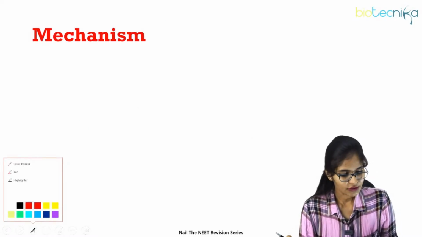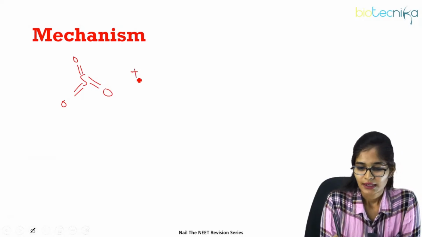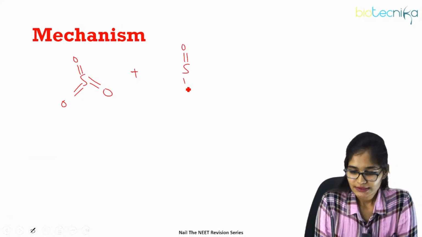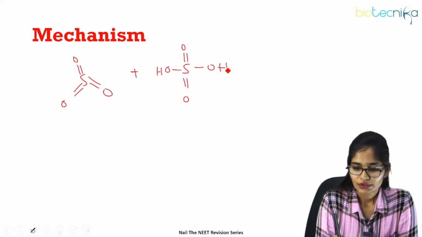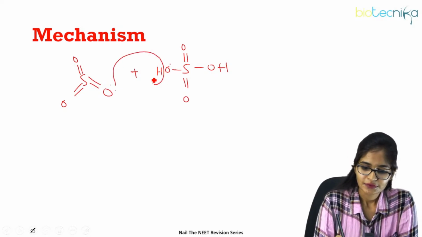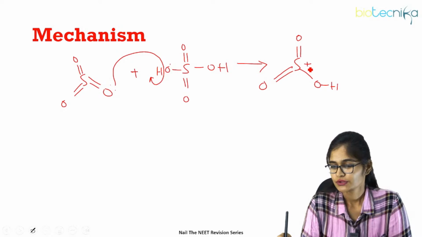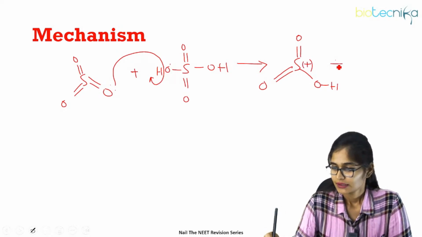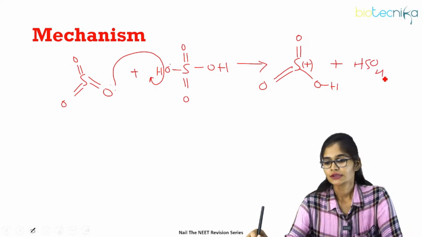In sulfonation, first you have to generate the electrophile. You have SO3 and H2SO4 that you are using. In this H2SO4 you have an OH. Now the acid will release a proton, and one of the oxygens will grab this proton. Now you have SO3H, which is the electrophile. Apart from that, you have your HSO4 minus, and everything else stays as it is.